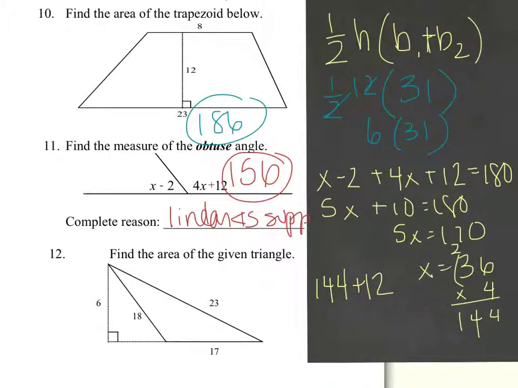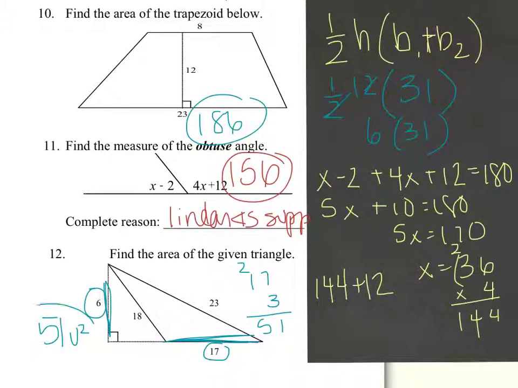Last but certainly not least, we're finding the area of the given triangle. This, my friends, is the base, and this is the height. We need to take half of the height, which is 3 times 17, which gives me 51. So 51 square units is the area of that triangle.